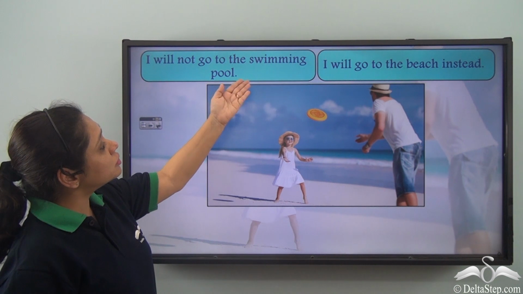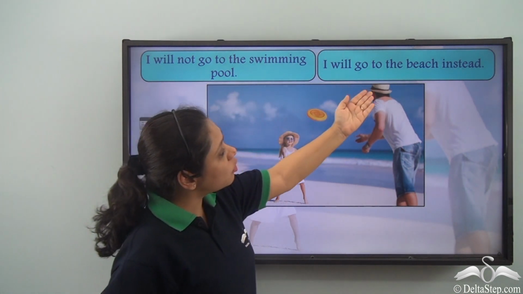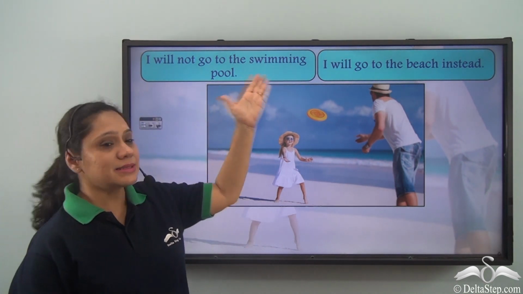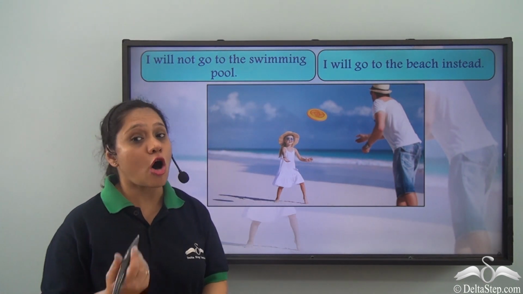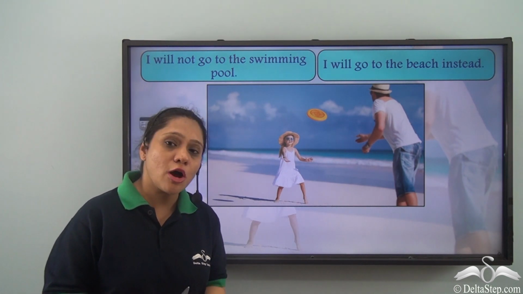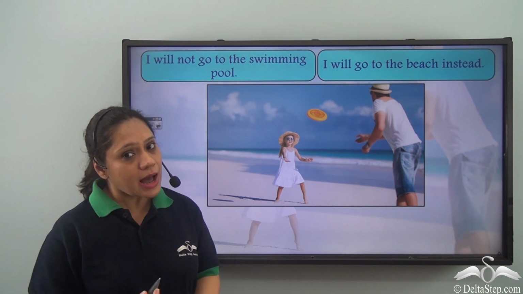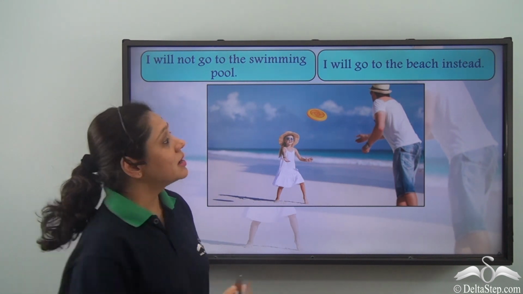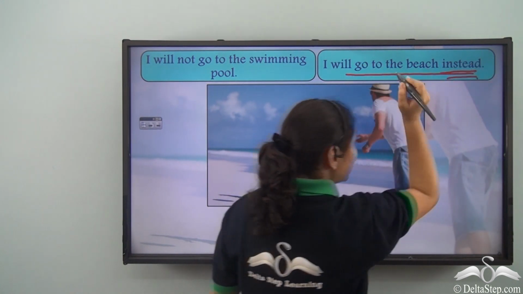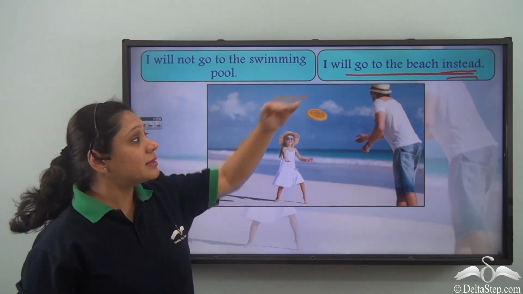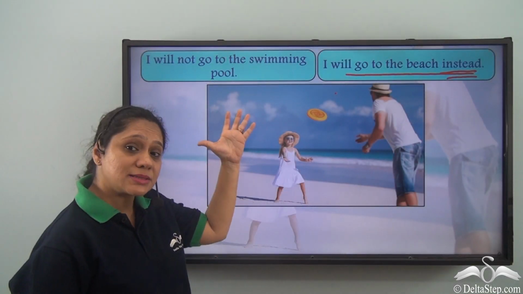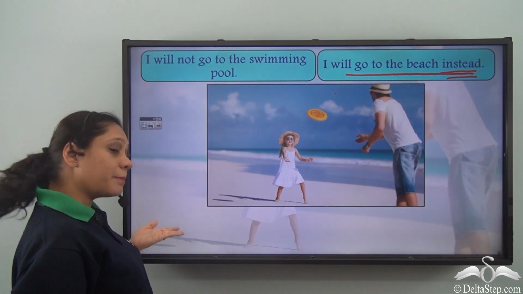I will not go to the swimming pool. I will go to the beach instead. Now here also, both these sentences are giving us two options, but it is also telling us that one option is preferred over the other. How is it telling us? In the sentence, I will go to the beach instead, the use of instead is telling us that this option is the preferred option. So how will we join the two simple sentences in this case and form a compound sentence?